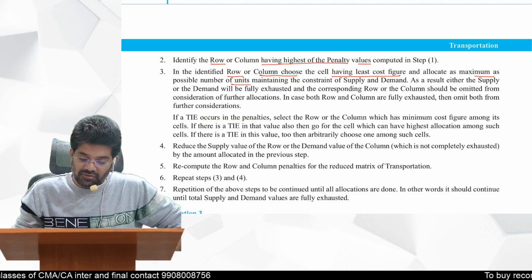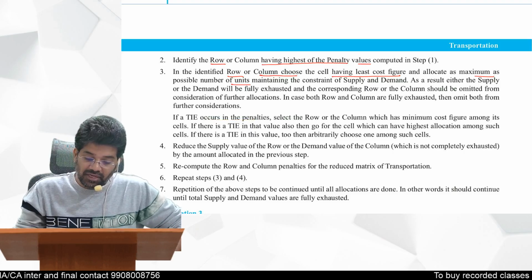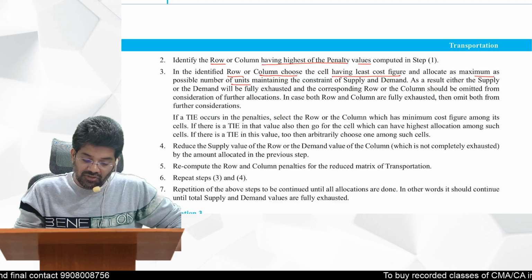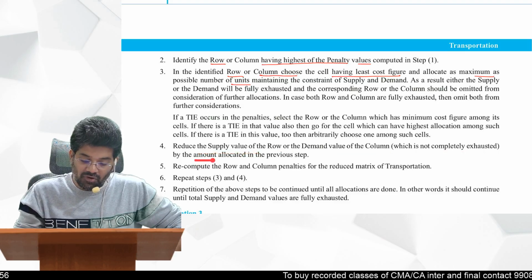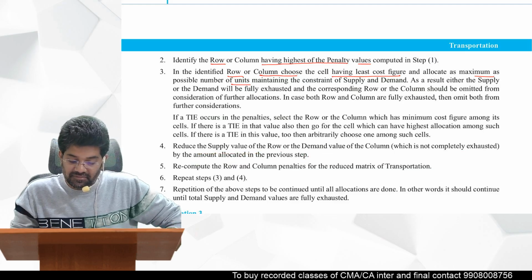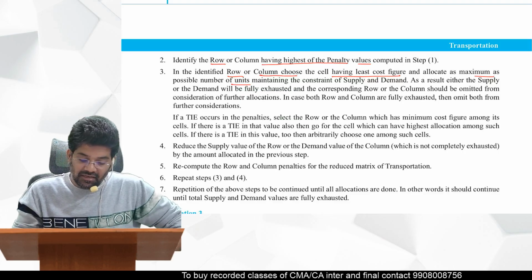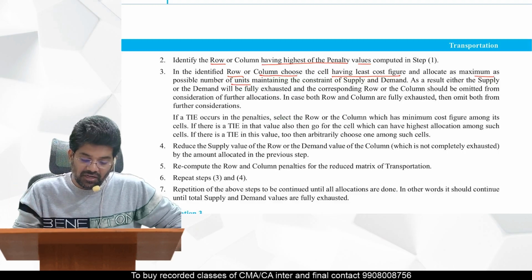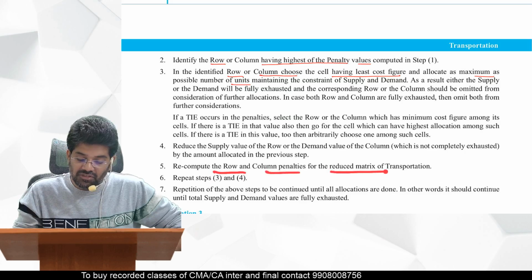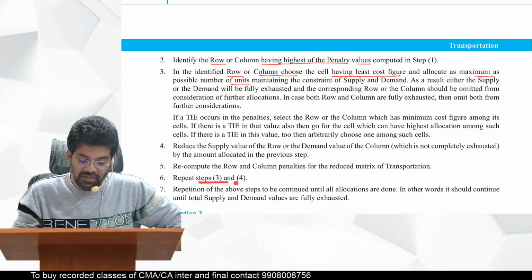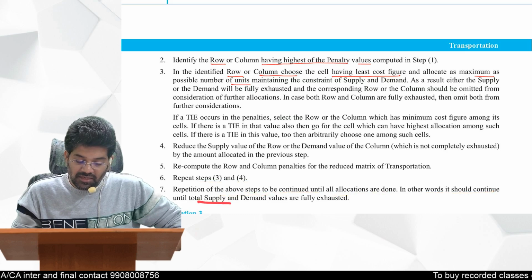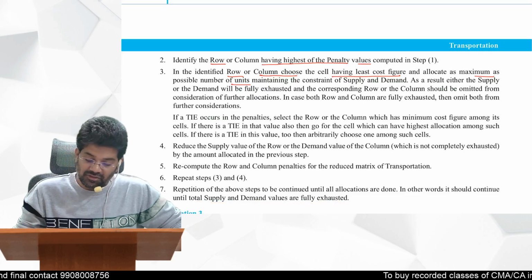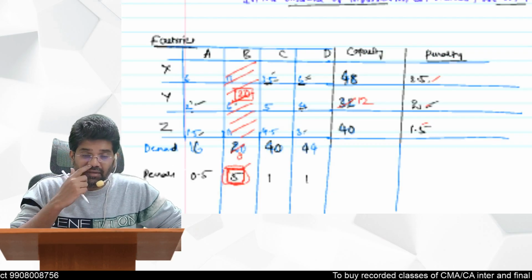Okay, so now the steps should be repeated. Reduce the supply value of the row or the demand value of the column which is not completely exhausted by the amount allocated in the previous step. So we have reduced accordingly. Recompute the row and column penalties for the reduced transportation matrix and repeat steps 3 and 4 until the allocations are done. In other words, it should continue until total supply and demand values are fully exhausted. So the same steps repeatedly we have to do.